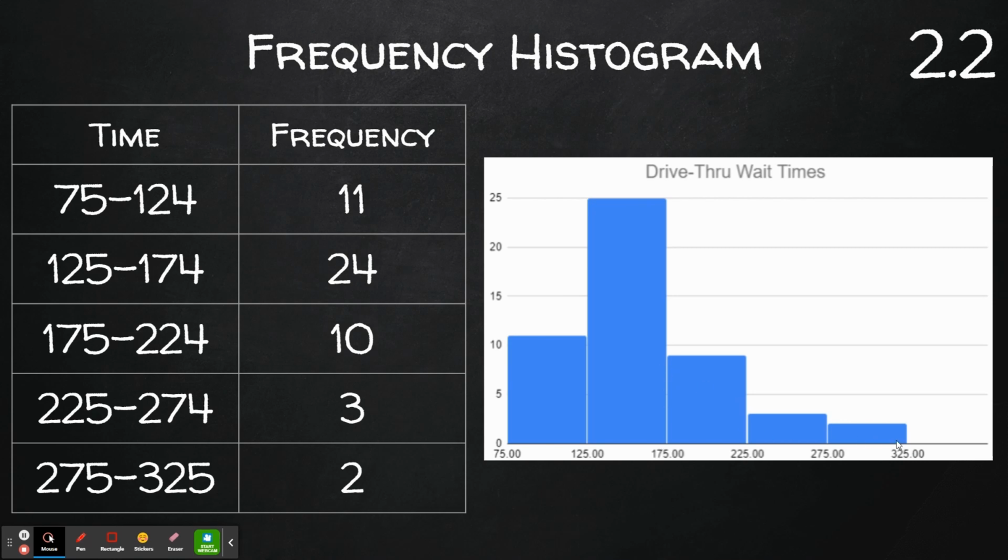The important thing to remember about a histogram is that it is not a bar graph. Bar graphs are for categorical variables like eye color, whereas histograms are for numerical variables, kind of like fast food times.